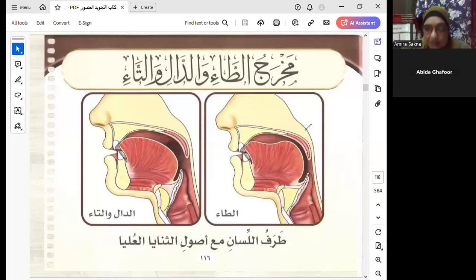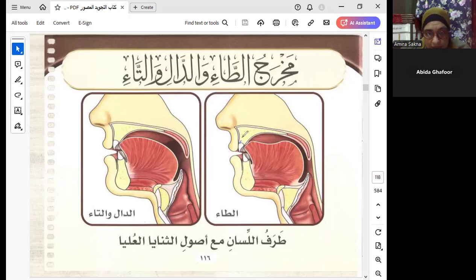Well, look, my dear sisters. This is the articulation point of ta, dal, and ta. This is the ta, and this is the articulation point of dal and ta. They are all the same, with only one difference. They are all produced from the tip of the tongue, this area, not this. This is the head. We say the tip of the tongue with the alveolar ridge behind the upper central incisor, or with the alveolar ridge where we have the root.